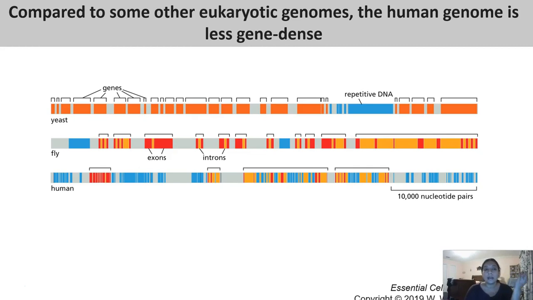While other eukaryotic genomes, like that of yeast, are mostly protein coding, gene coding sequence, in humans only about 3% of it is actual gene coding sequence, while the remaining stuff is not. So that makes our human genome a lot less gene dense than these other organisms.